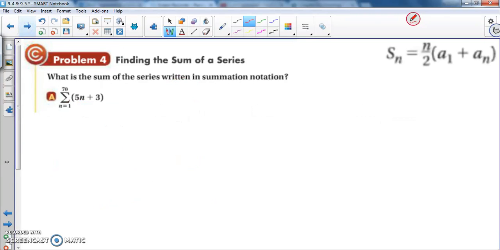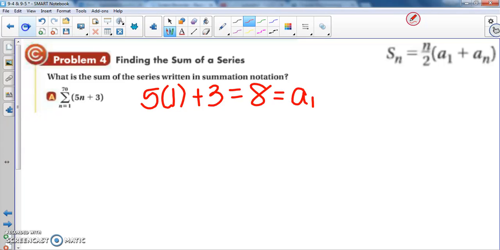Finding the sum of a series. What is the sum of the series written in summation notation? So now we have sigma notation, and we need to find the sum. So we want to start at n equals 1. So we want to find the first term. The first term is 5 times 1 plus 3, which is 8. So that's a1. a sub n is at 70. 5 times 70 plus 3 is 350 plus 3, which is equal to 353.